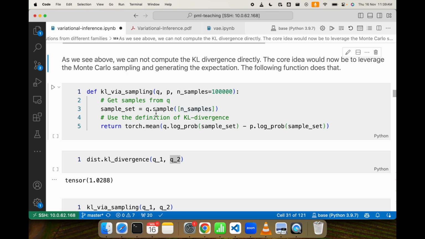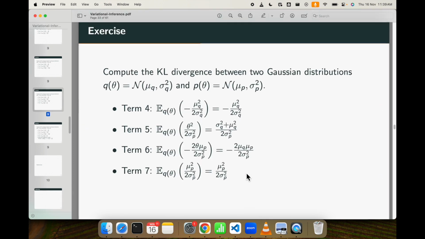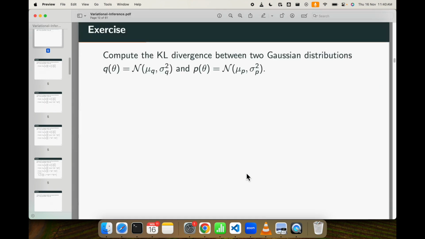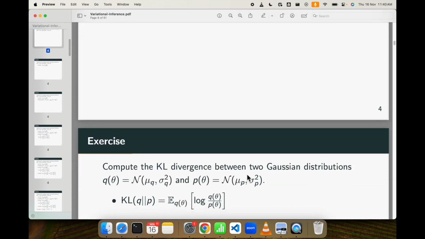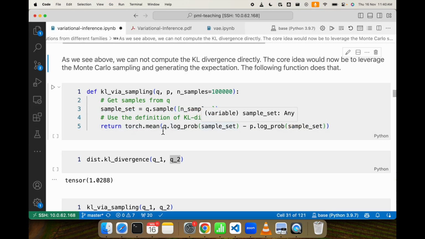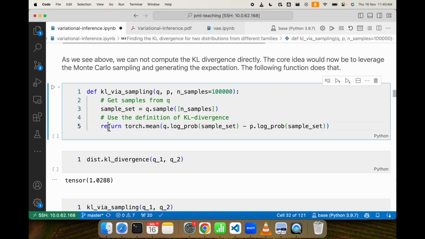Importantly, if you remember the definition of KL divergence, it's the expectation with respect to Q of log of Q over P. Therefore, the samples you have to draw from Q, and then for those samples compute log of Q_i minus log of P_i. That is exactly what we're doing. We first draw samples from Q, and then we do Q.log_prob of samples minus P.log_prob of samples, and then you take the mean over them, 1 over n. So this gives you the Monte Carlo estimate.